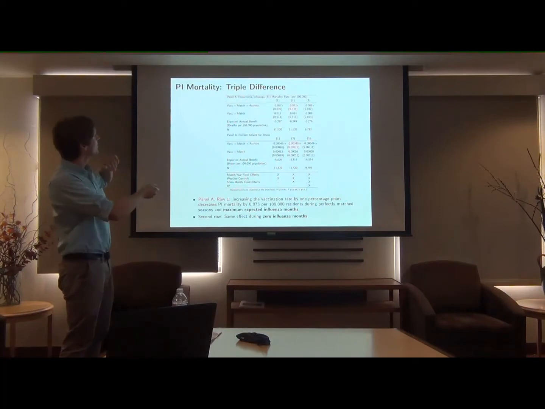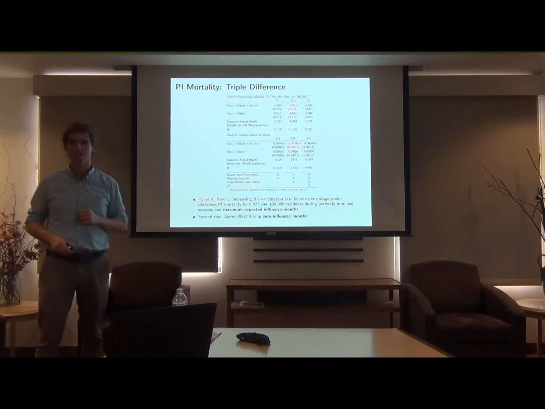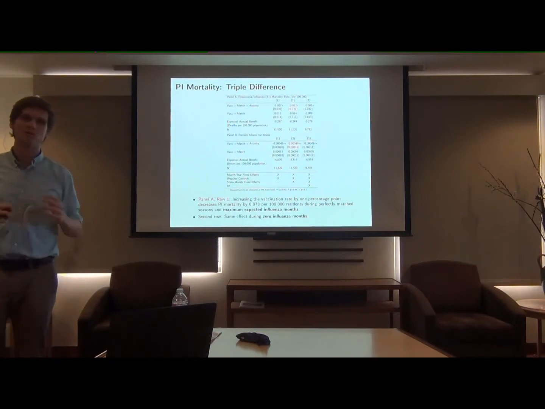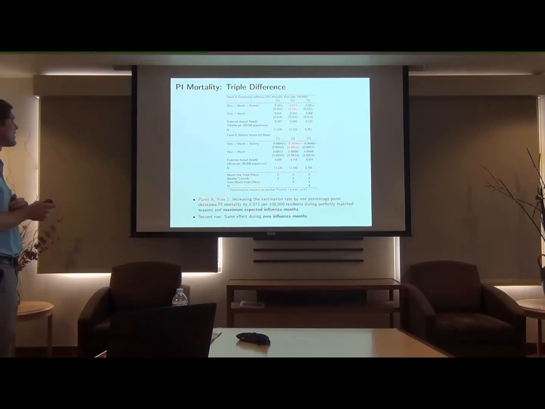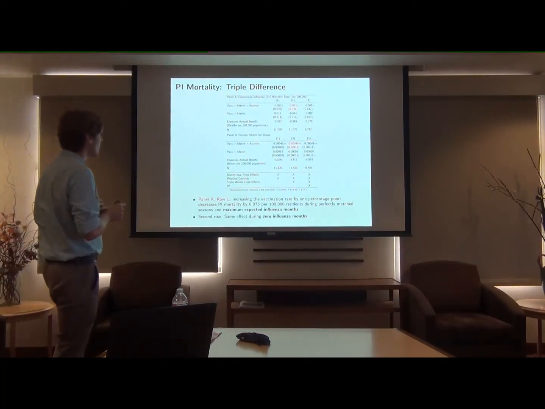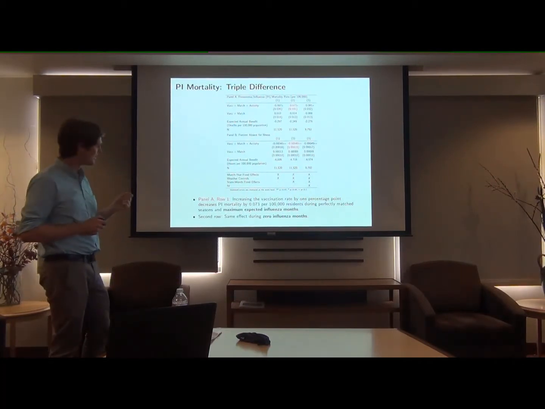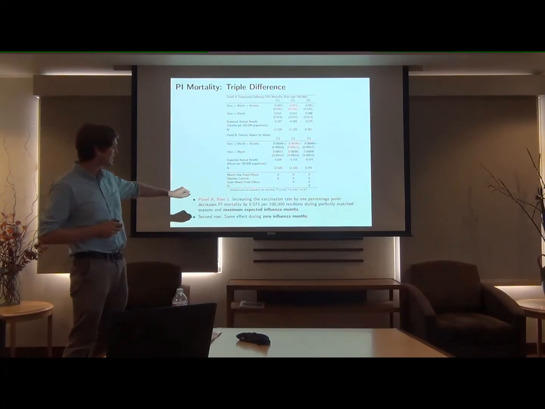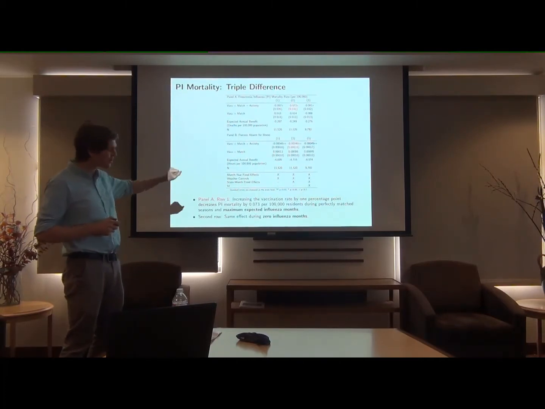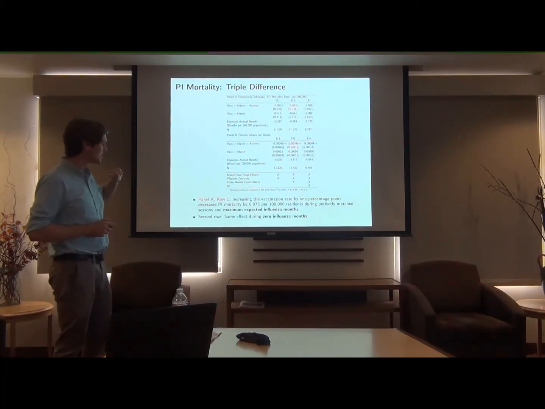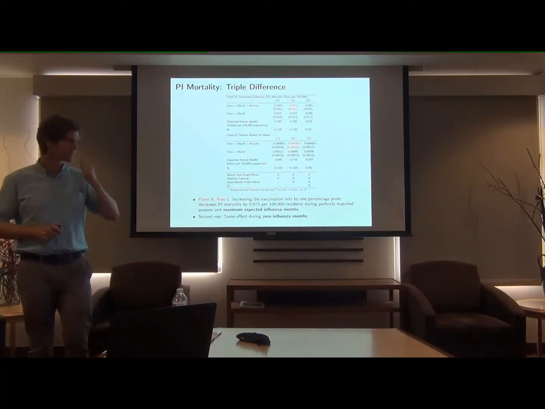So the first coefficient I want to focus on, and this is really what I consider my main specification, is column 2, no instrument, but having those state fixed effects essentially for precision. This says that increasing the vaccination rate by 1 percentage point decreases PI mortality by about 0.73 per 100,000 residents during perfectly matched seasons and maximum expected influenza months. I told you it was an ugly interpretation.